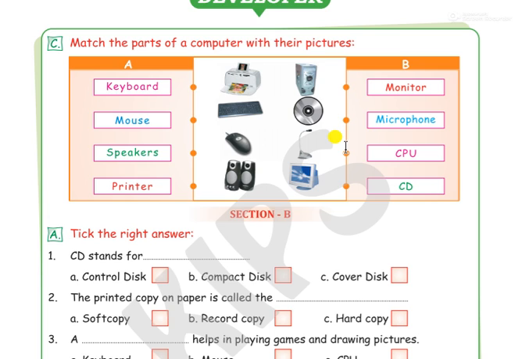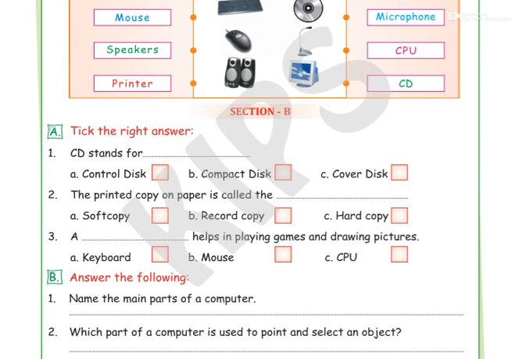Okay. Now it's time to go for section B, MCQs. So let's do the MCQs now. MCQs are: number 1, tick the right answer. CD stands for compact disc. So your number 1 answer will be B, compact disc.